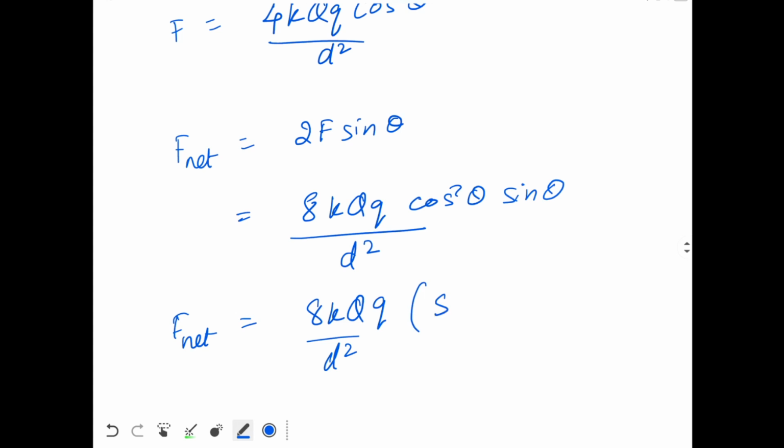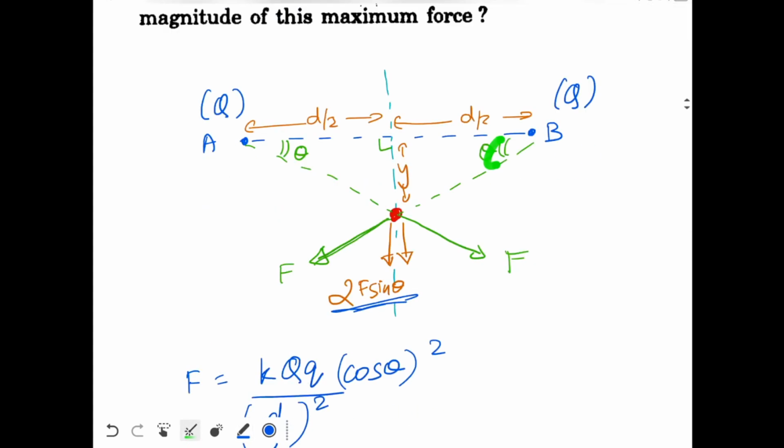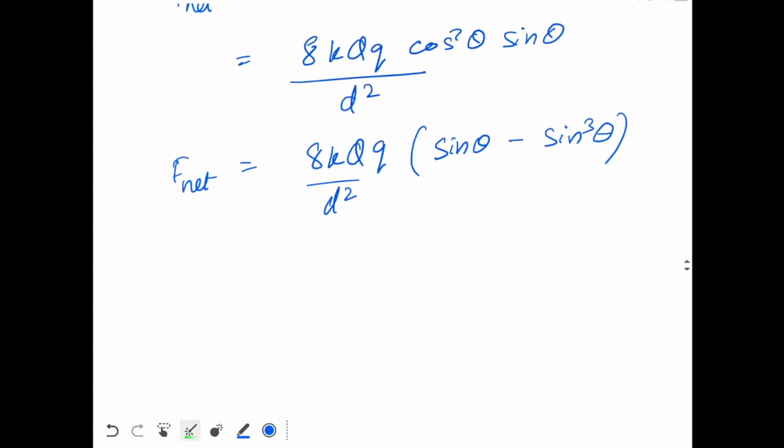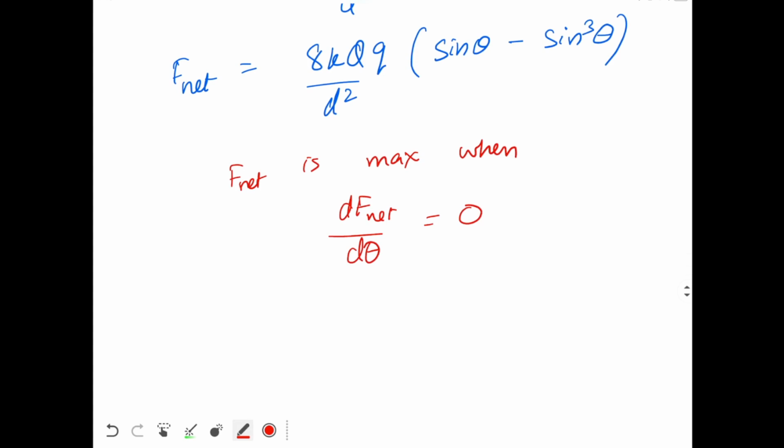As I change the value of the angle theta over here, the net force on the charge will also change. So when will it be maximum? F net is maximum when dF net by d theta is 0. So dF net by d theta will be 8kQq by d square times the derivative of sin theta, which gives cos theta, minus the derivative of sin cube theta. We have to apply the chain rule, so 3 sin square theta into cos theta.